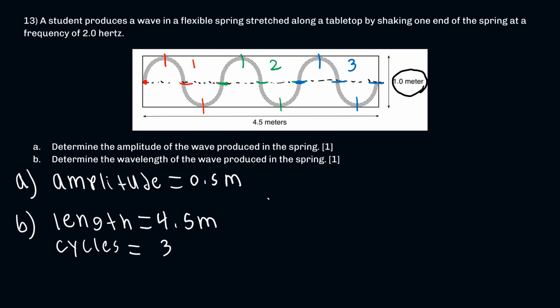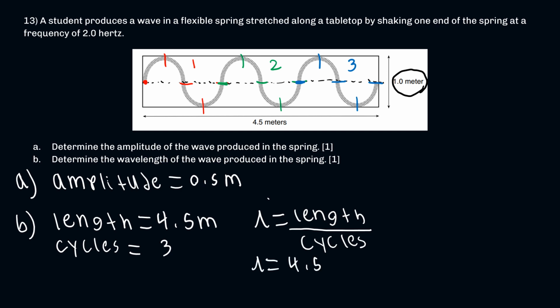So all I have to do here is divide the length, or have the length divided by the amount of cycles, and I will get my wavelength. So wavelength is going to be length over cycles. So I have here that the wavelength is going to be 4.5 meters over my 3 cycles. Oops, let me fix that 3 again.